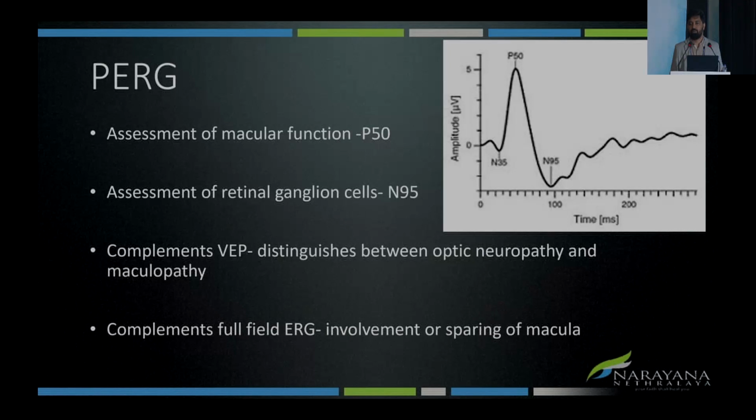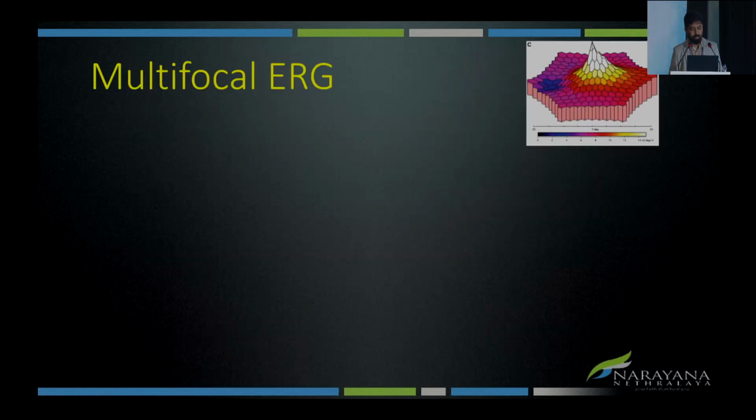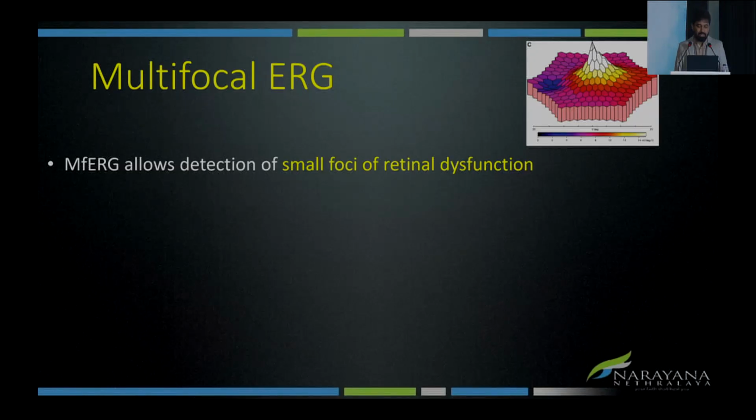Okay, for example, if you have a normal full field ERG and only pattern ERG is abnormal, that means the disease is localized to the macula; except the macula, the rest of the retina is normal. Okay, if both are abnormal, then the disease is quite extensive. So multifocal ERG, as the name suggests, allows detection of even small foci of retinal dysfunction.